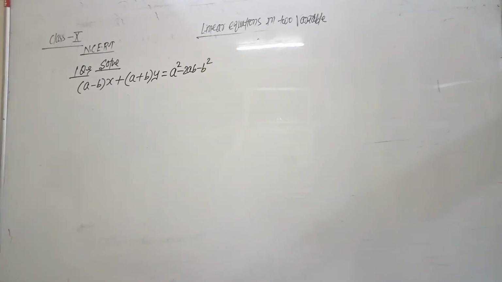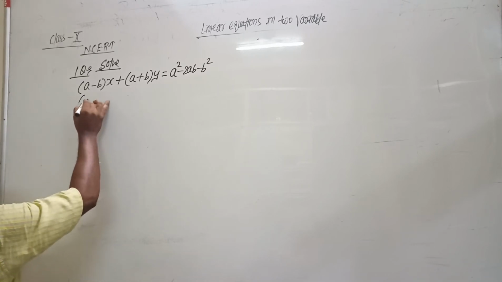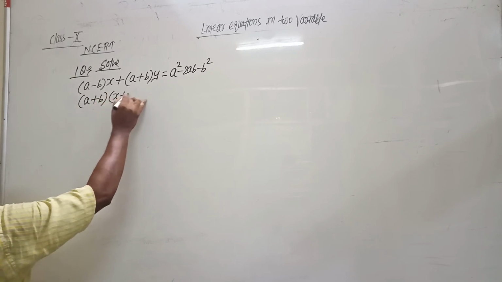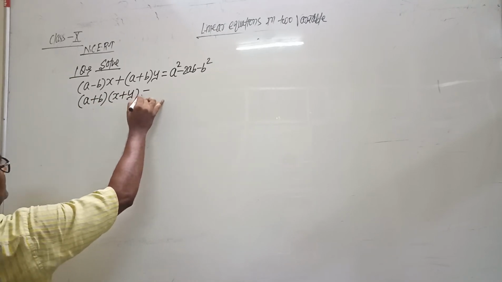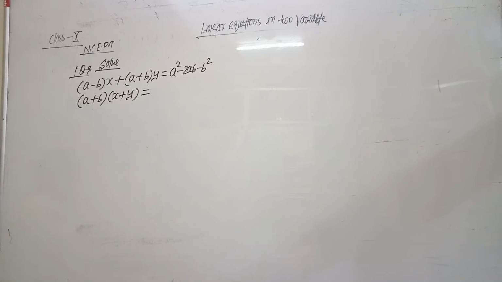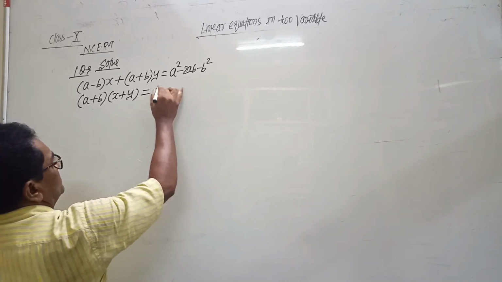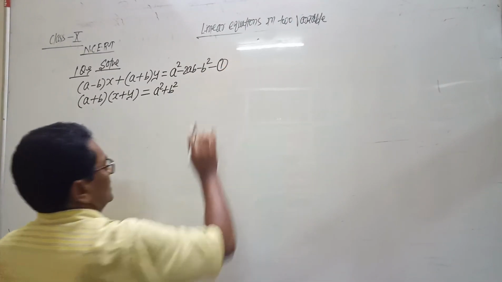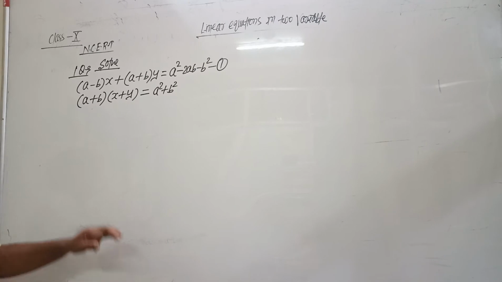And then the other equation is (a plus b) into (x plus y), and this is equals to a square plus b square. So name it first equation. This equation is already in standard form.